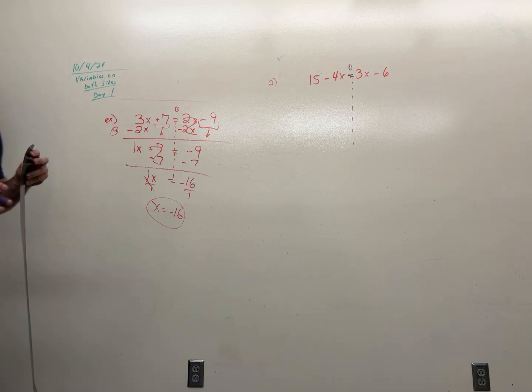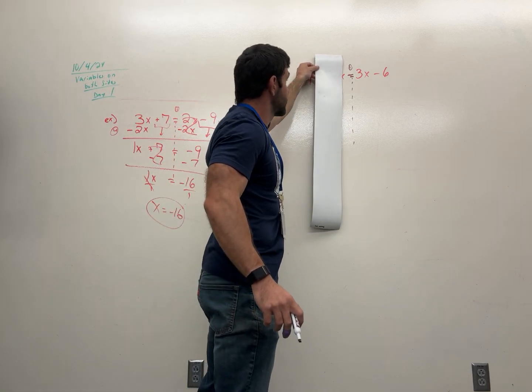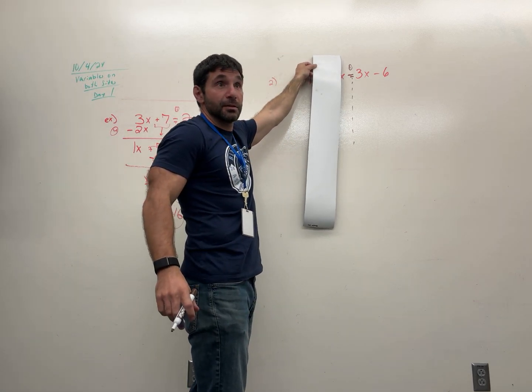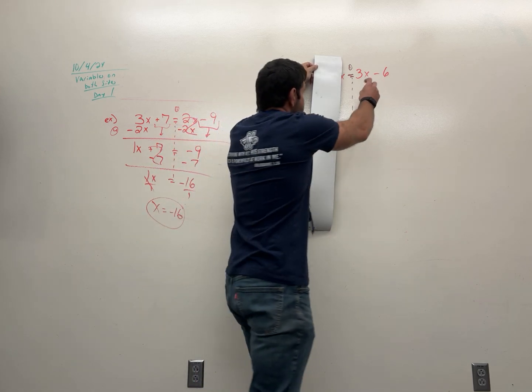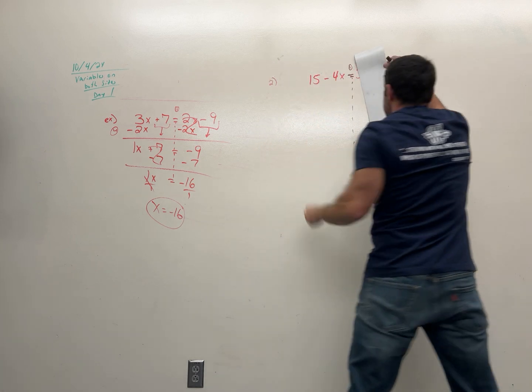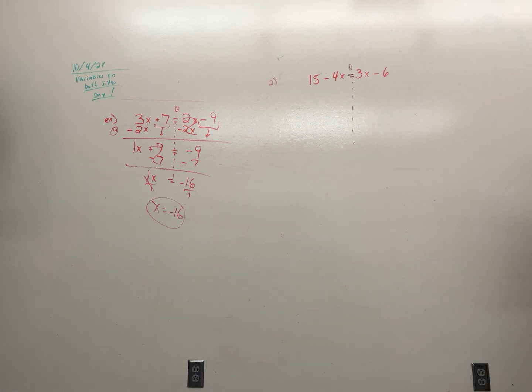No parentheses, so no. Step 3, combine like terms on the same side. So there's 3x and a negative 6. Can I combine those? Nope, never can combine my x's with a constant. What about on this side? 15 and negative 4x. Nope, okay, good. Perfect, that's what I meant to do.